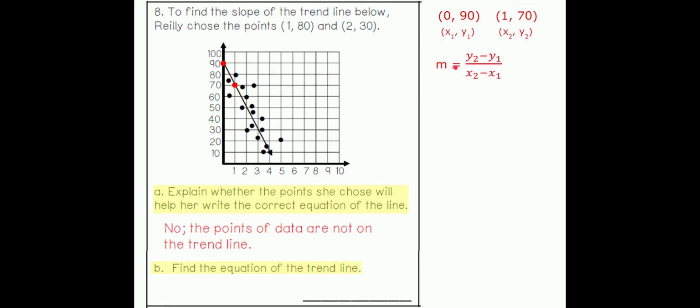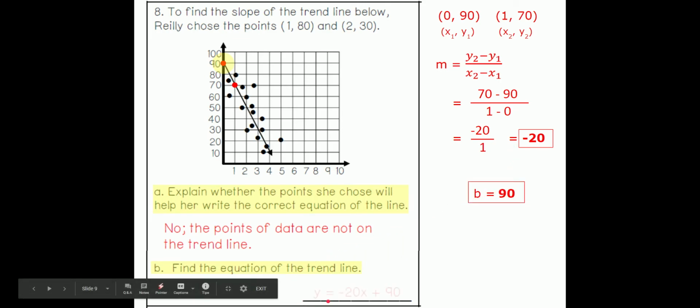So I'm going to set up my equation. y2 is 70, y1 is 90, x2 is 1, x1 is 0. So if I simplify that, I get negative 20 over 1, which is just negative 20, and that's my slope. My y-intercept is right over here, and it's 90. Our equation should be y equals negative 20x plus 90.